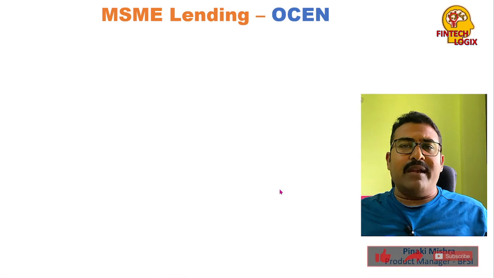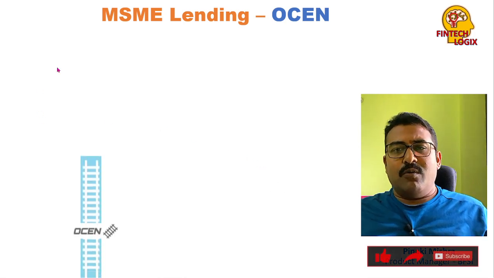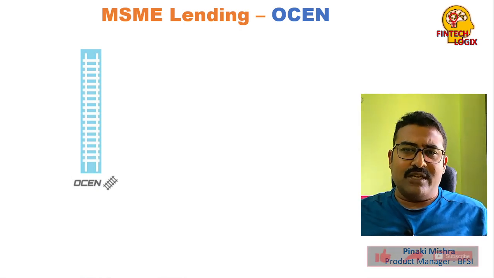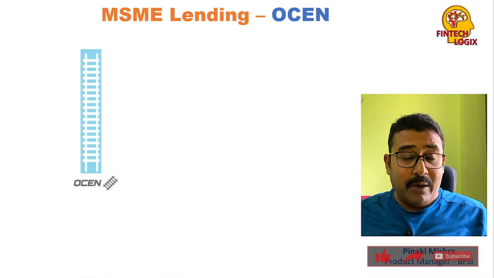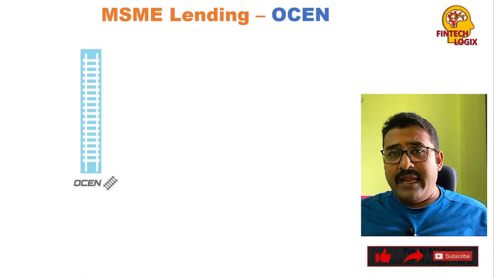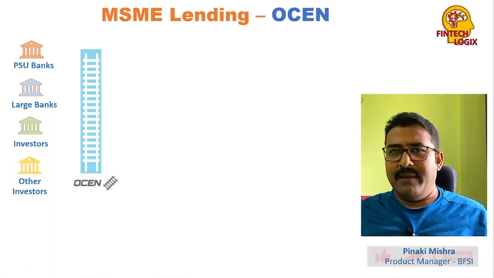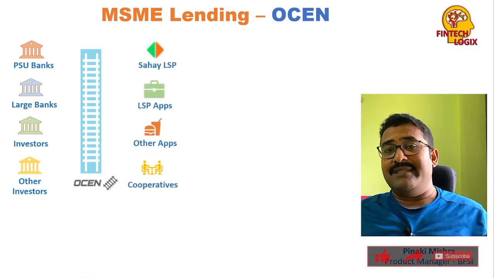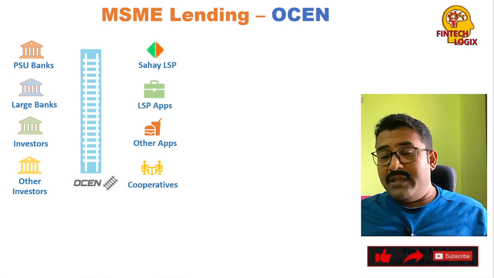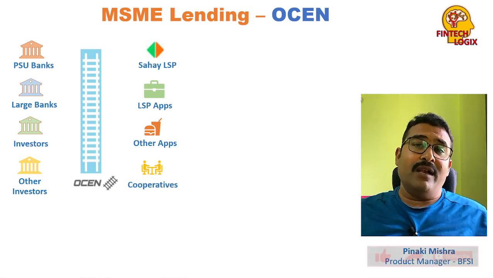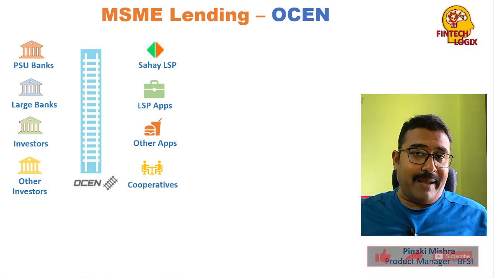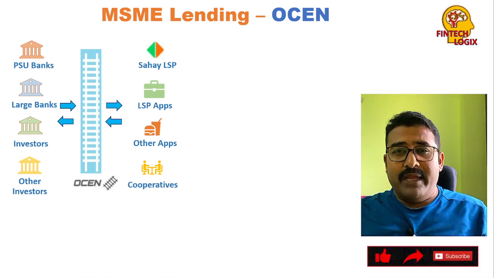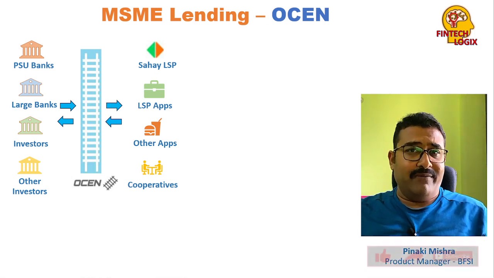So we are referring to OCEN. As the symbol also suggests, this looks like a railway track that connects, on the left hand side, banks or investors to, on the right hand side, borrowers through different loan service providers or other apps. Now the left hand side is the body of those interested to invest.